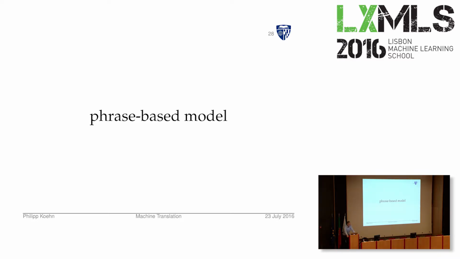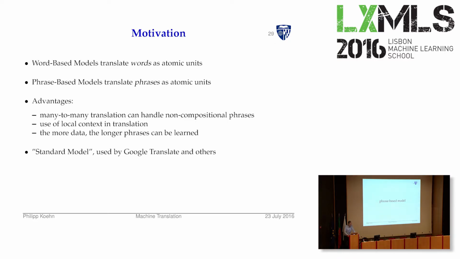I'll now move on to a model that is not tied to words but to phrases. The word-based models, the IBM Model 1 and the HMM model I just talked about, translate words as atomic units. And I already showed you one example where you run into problems, with "want to" being a translation of Kero. Phrase-based models translate phrases as atomic units. So they have the advantage of doing many-to-many translation, like Kero to "want to", or really long phrases. You know, "European Union" might have a really standard translation, so you don't have to translate the words individually.